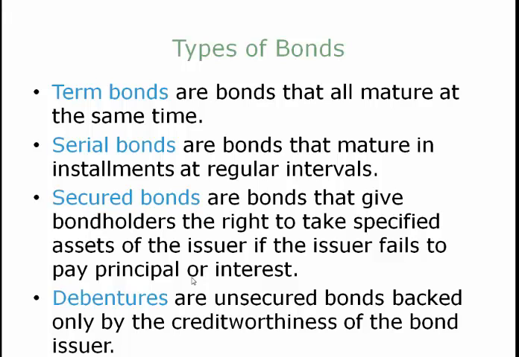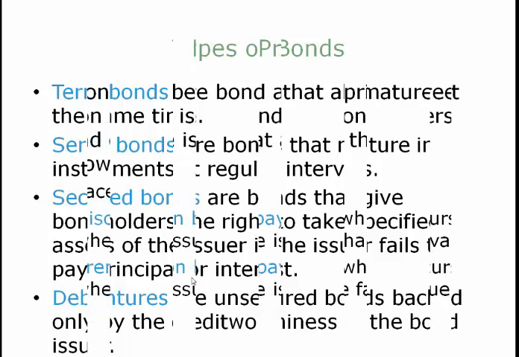Serial bonds mature in installments and at regular intervals, and secured bonds have something behind them, some type of asset, some type of a building, something like that. And then debentures are bonds that are only based on the creditworthiness of the borrower, because issuing a bond is just like borrowing. The difference is that you're not going to a bank anymore. Typically, you might be selling those to the outside.